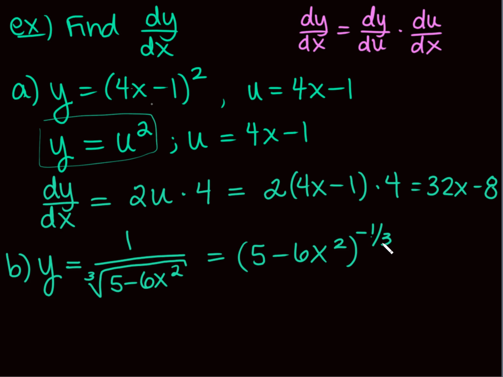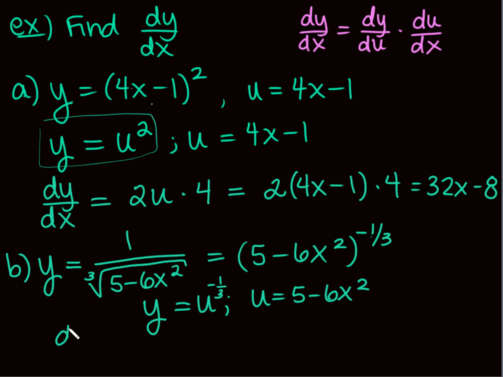The reason I want to do this is it helps me see what my u is going to be. Now, I could have left it like this, and let my u be the 5 minus 6x squared, and then left this as 1 over the cube root of u. But I think it's easier to write it like this first. Now, I'm going to let u equal 5 minus 6x squared. That's going to be my inside function. What does that mean y is then? If I replace this whole thing with u, y is u to the negative 1/3.